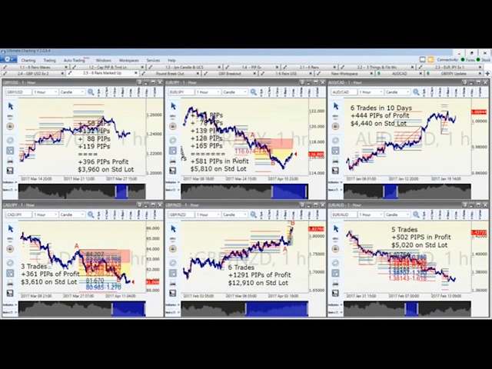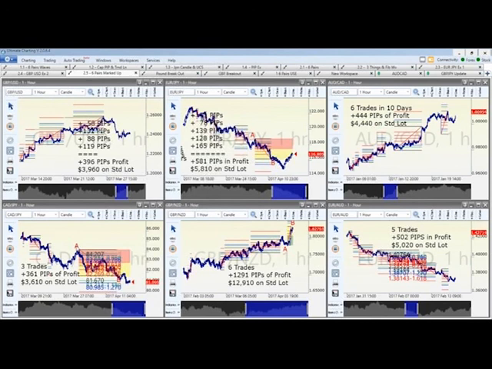The second one here, trading the euro Japanese yen, that would be 5 trades. You would have generated 581 pips, and that would be over $5,800 on a standard lot. On the Australian dollar, Canadian dollar, in about 10 days time, this would have been 10 trades. You would have generated 444 pips. That's $4,400 of profit on a standard lot. Down here in the lower left, we have the Canadian dollar, Japanese yen. 3 trades, you would have generated 361 pips, $3,600 on the standard lot.